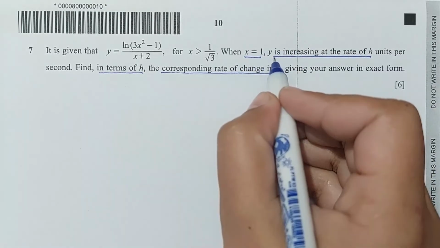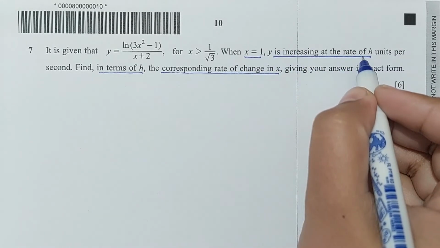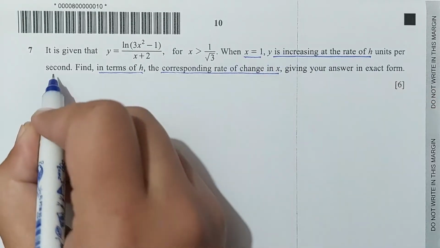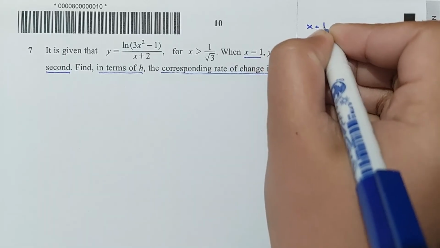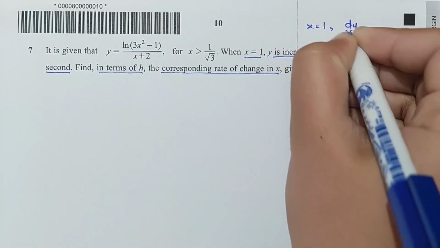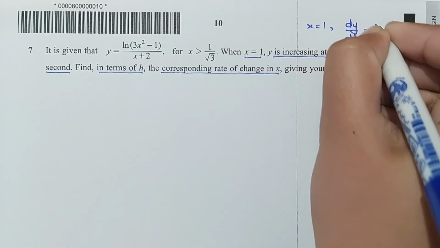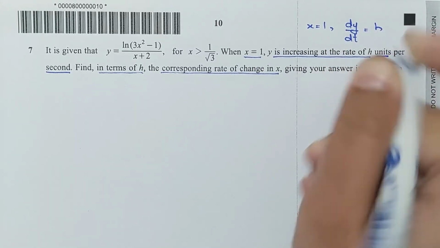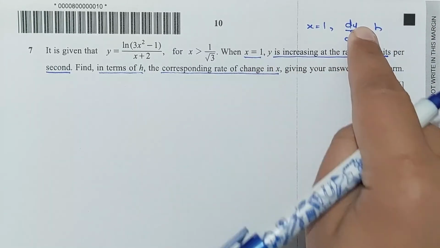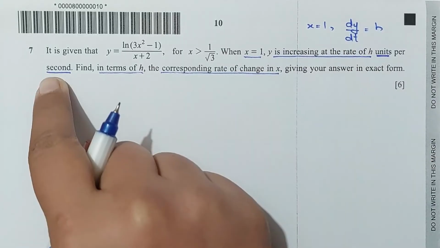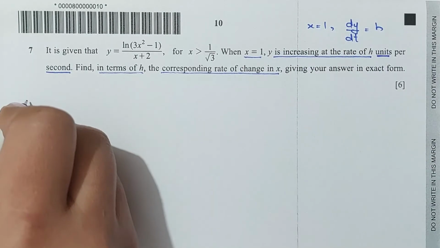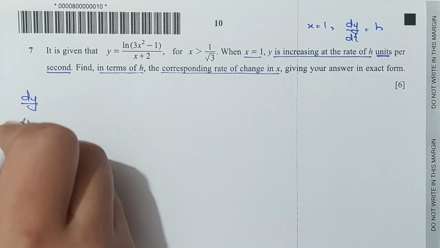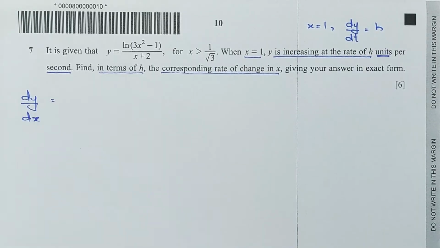So when x is 1, y is increasing at a rate, which means dy over dt, per second. At x equals 1, dy over dt equals h units. Because rate means the derivative with respect to time, in seconds. So let me find the derivative dy over dx. What is dy by dx?